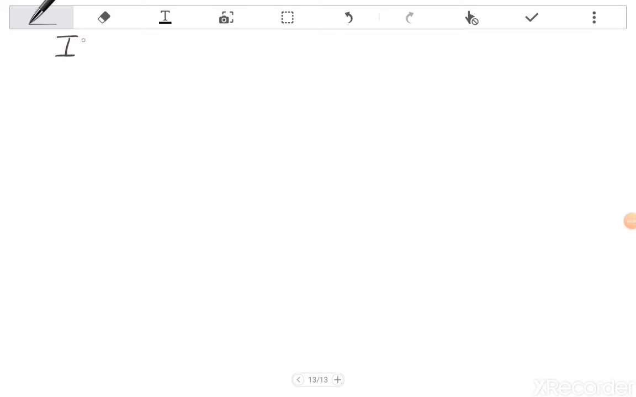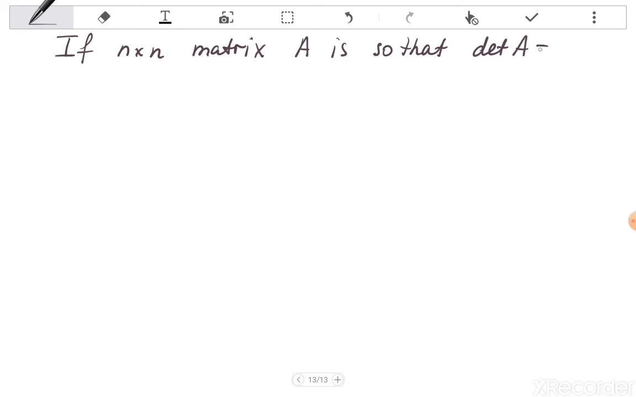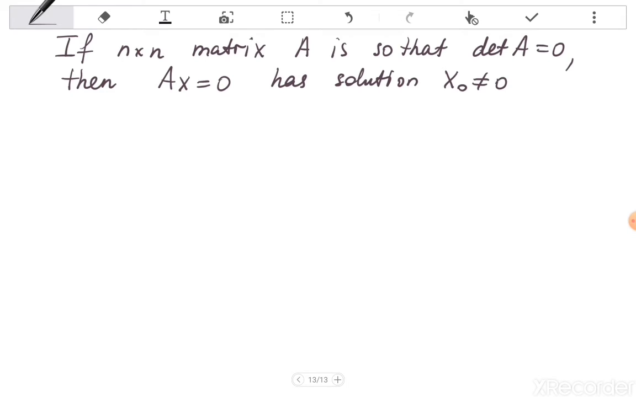Okay, what else does this theorem give us? Assume that we're given an n times n matrix A, and assume that it is singular. Singular means that there is no inverse, or as we know from the theorem, the determinant of A is 0. Then we know that the system Ax equals 0 has a non-trivial solution, let's say some x0, which is non-zero.